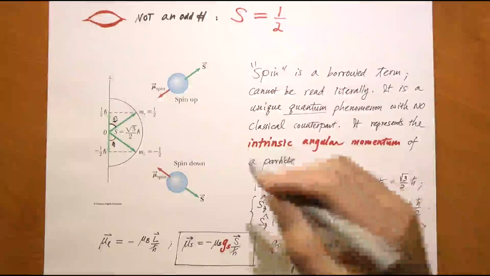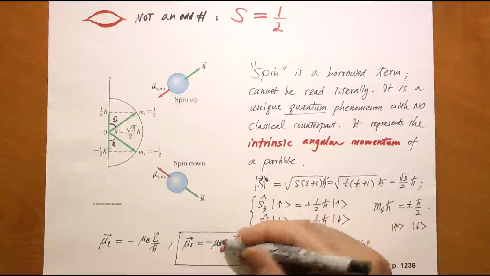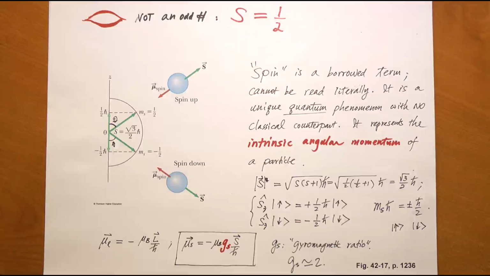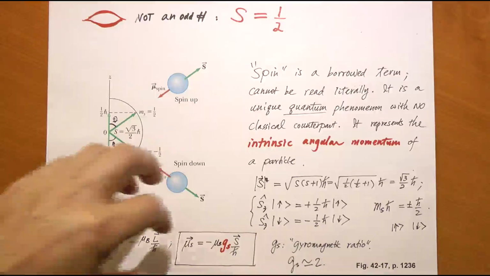That doublet separation is very small because we're talking about mu B, which is of the order of 10 to the negative 4 or negative 5, and therefore we're looking at a very small correction. It can only be seen with a very good spectrometer, and therefore we're dealing with what's called the fine structure of the hydrogen atom.